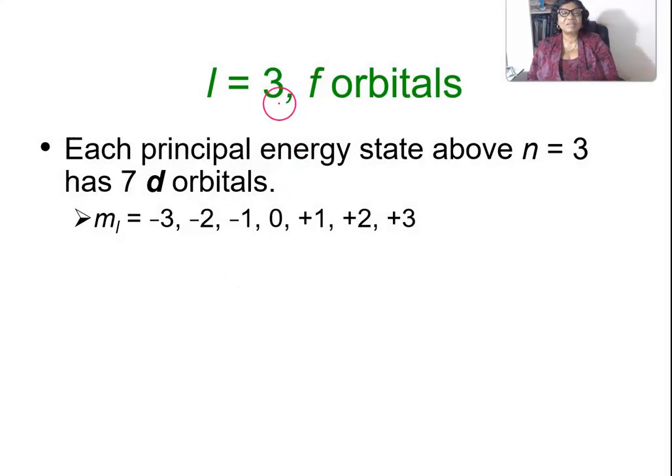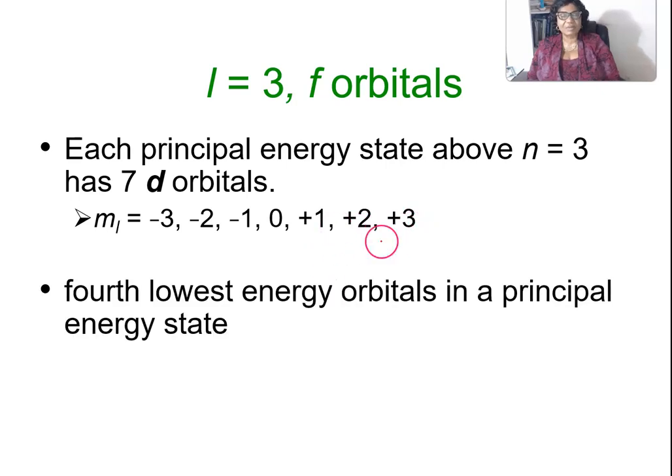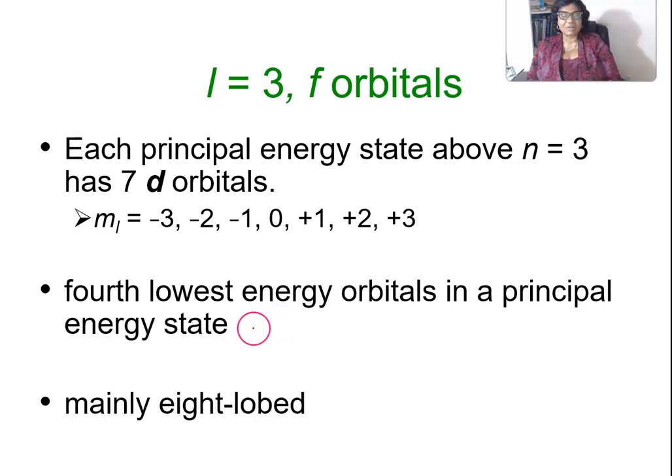And let's look at l equals 3, f orbitals. Each principal energy state above n equals 3 has 7 f orbitals: minus 3, minus 2, minus 1, 0, plus 1, plus 2, and plus 3. It is the fourth lowest energy orbital in the principal quantum energy state. Mainly 8 lobes.